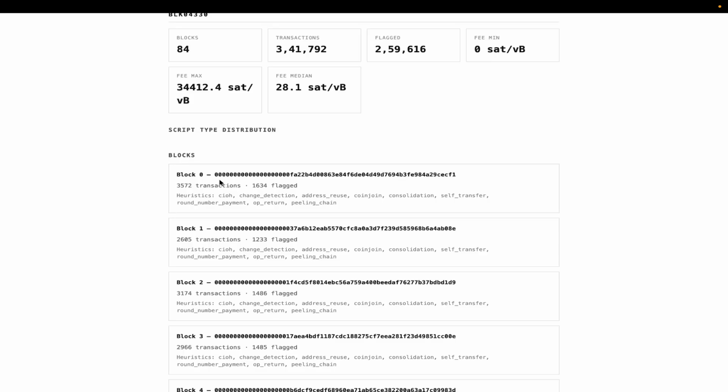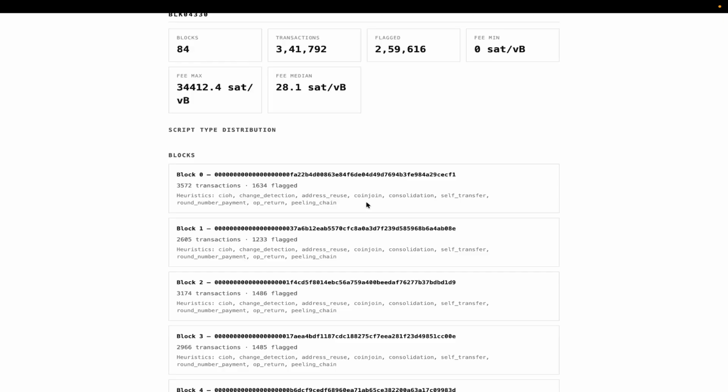Now, let's look at block 0, hash starting with this, with 3,572 transactions and 1,634 flagged. The heuristics listed here are the ones that fired on the transactions in this block.